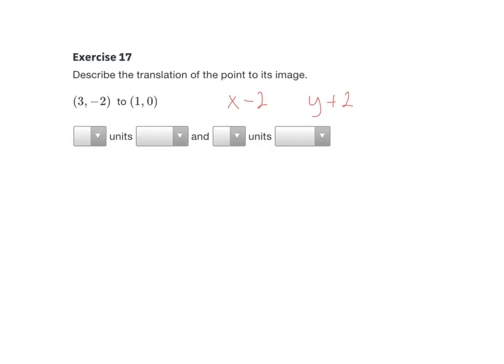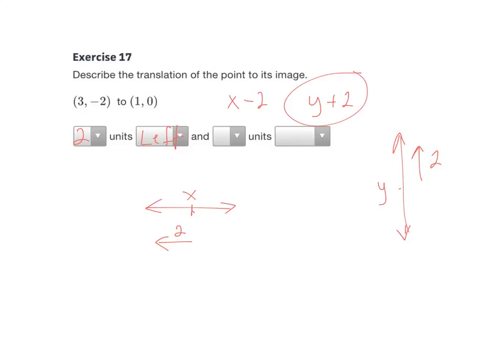So what does this mean? X minus 2 means that on the x-axis, you're moving, because it's negative, you're moving to the left 2. So 2 units left, and y plus 2 means on the y-axis, you're going up 2. Right, so we're going up 2. So we're going to say 2 units up. That's how you would do number 17.